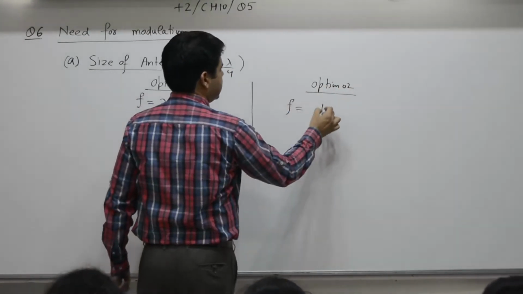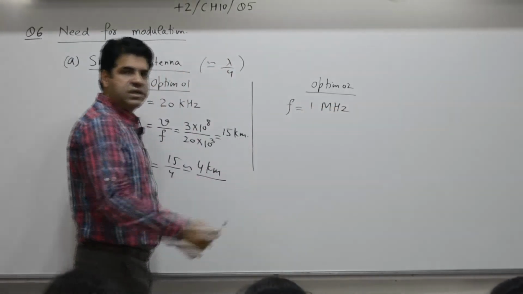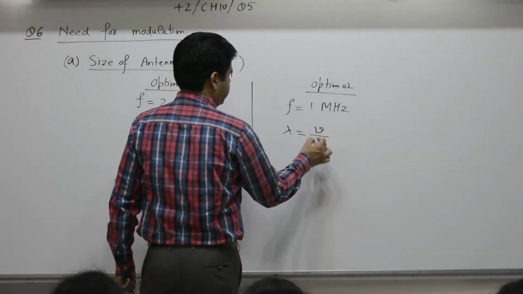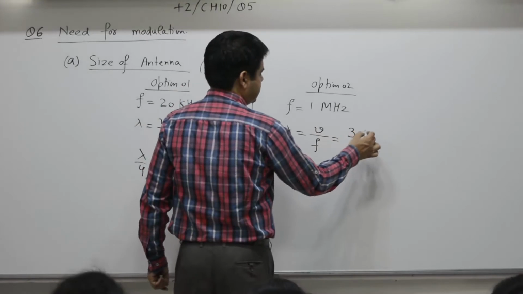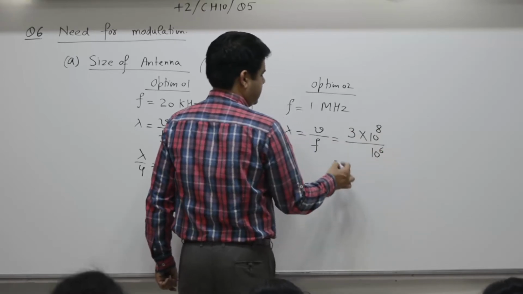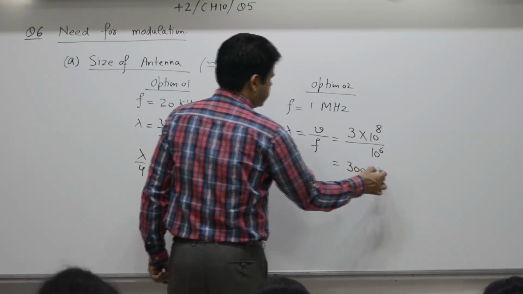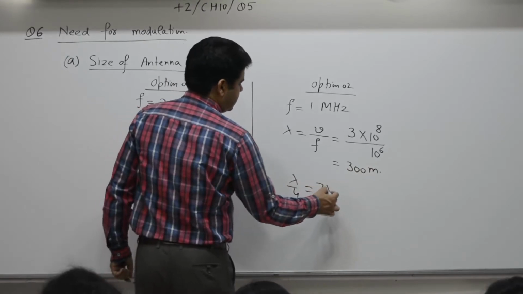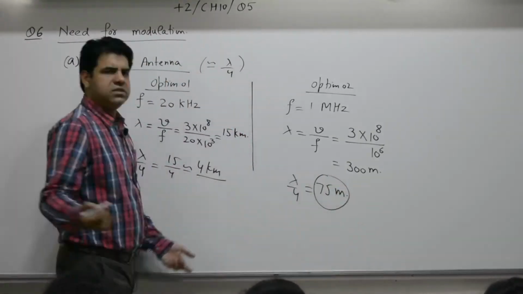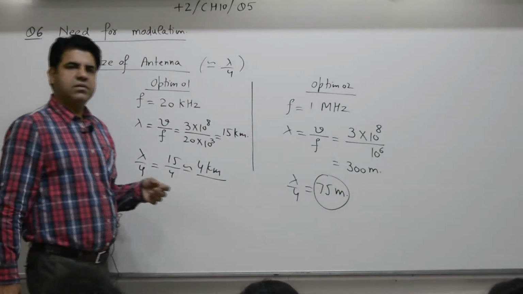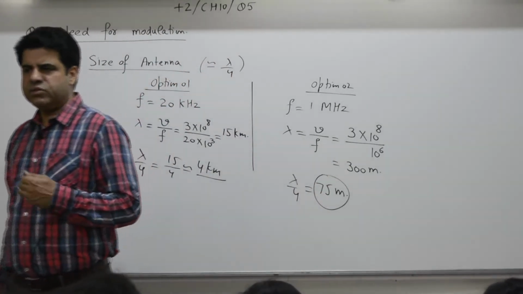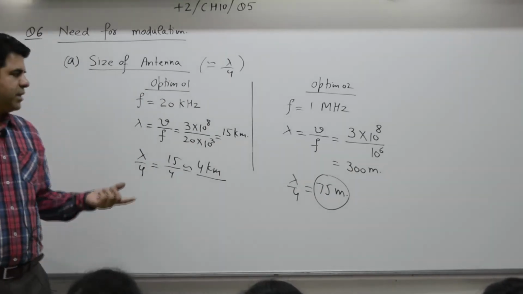Option 2. Frequency of the order of megahertz, even if it is 1 megahertz, then lambda is equal to speed by frequency. Speed is 3 into 10 power 8 meter per second. Frequency is 10 power 6. So 300 meters. Lambda by 4 is 75 meters. Is this workable? A few meters, yes. 75 meters means a 25-story building. A 25-story building is not a big deal. You can make a tower of this size.